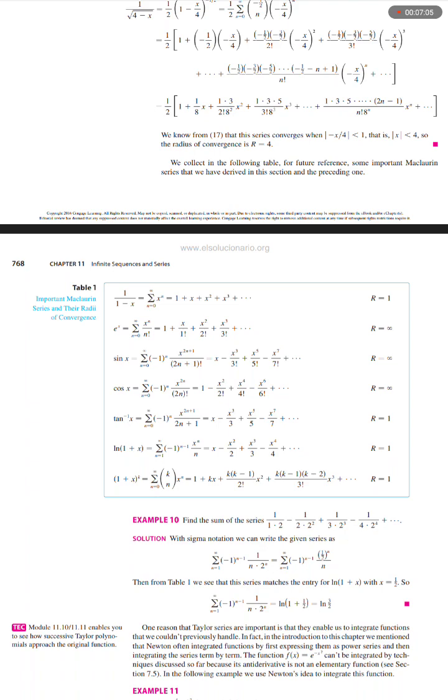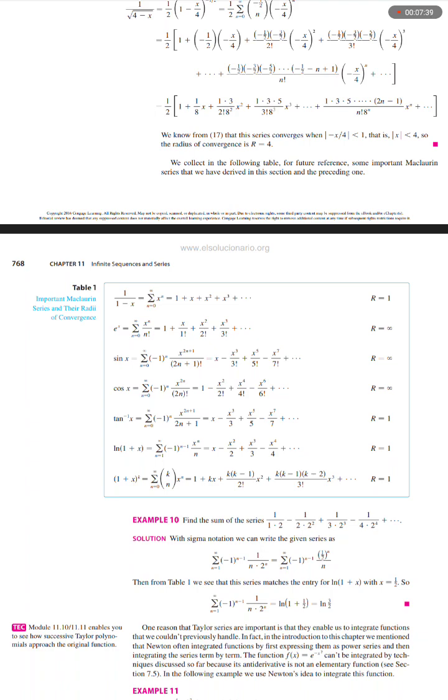The inverse tangent of x equals the sum from n equals 0 to infinity of (negative 1) to the power n times x to the power 2n plus 1 over 2n plus 1, equals x minus x cubed over 3 plus x to the 5th power over 5 minus x to the 7th power over 7 plus ellipsis, big R equals 1.